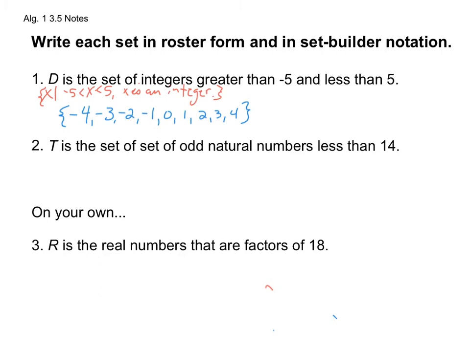All right, so number 2 says T is the set of odd natural numbers less than 14. So I'm going to make my brace here, and I'm going to start with set builder notation. I kind of like it. T such that T is less than 14. And then sometimes in set builder notation you have to use words too. You can't just simply write some sort of inequality. So in this case, T is less than 14, but it is also a natural number.